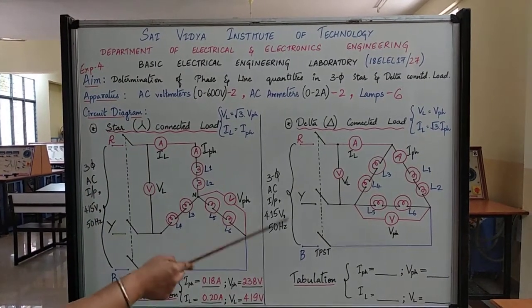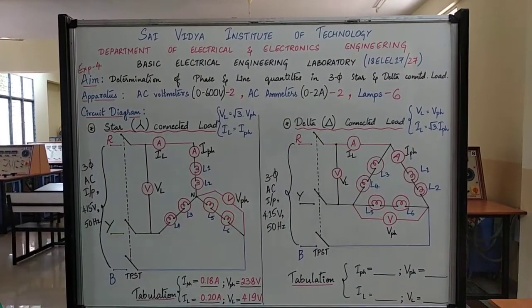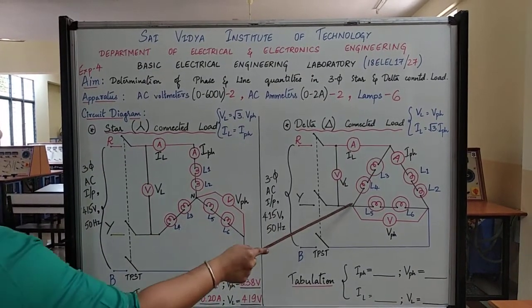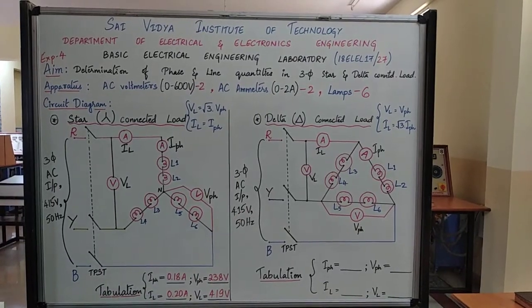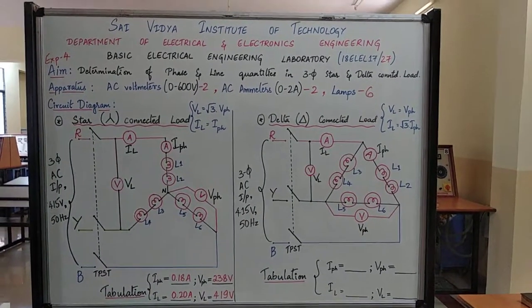Now let us start with delta connected load. In delta connection, we see that they form a closed loop. Now let us see how to conduct this experiment practically.